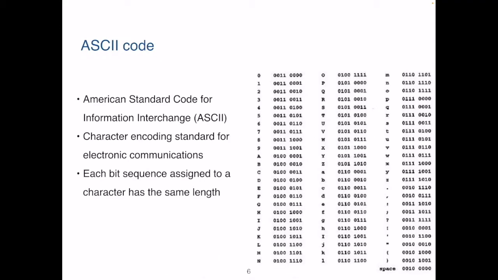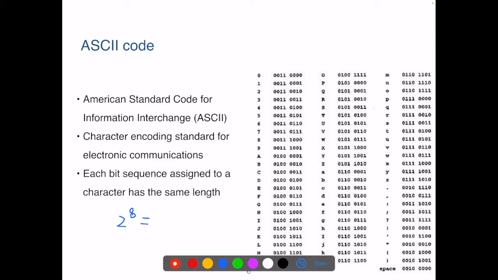For instance, American Standard Code for Information Interchange, ASCII, is commonly used for text encoding. Each character is assigned a unique 8-bit string. We know that there are 2 to the power of 8 unique strings with 8 bits, so that's a capacity to represent 256 different characters. ASCII uses fixed-length encoding and certainly does not seem to be optimal.